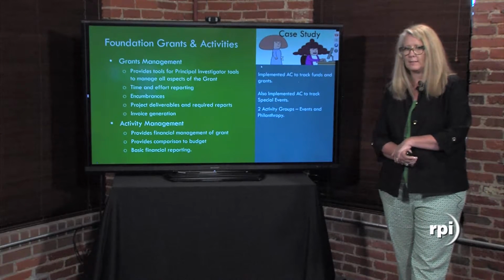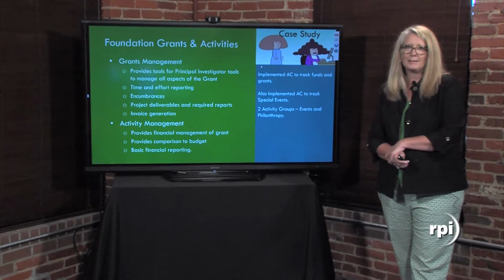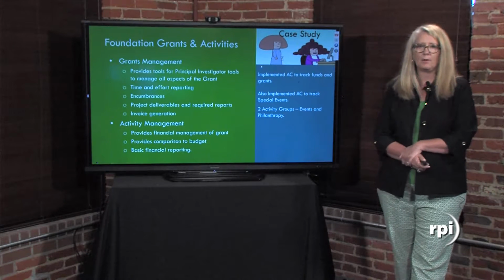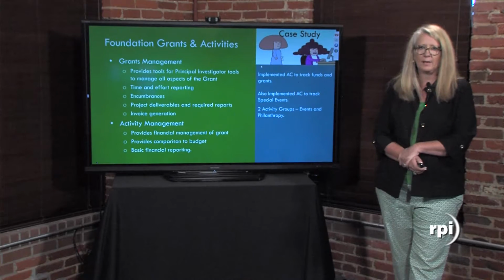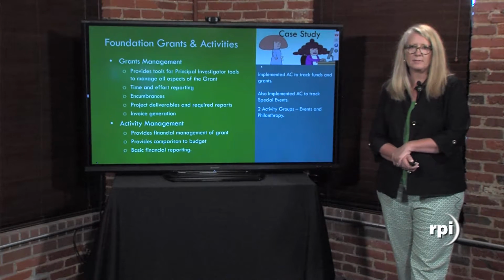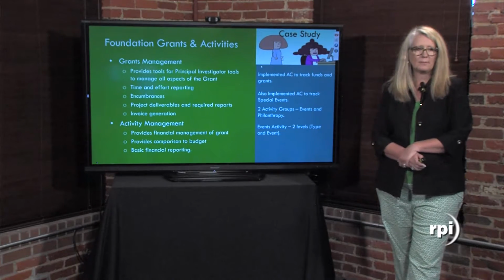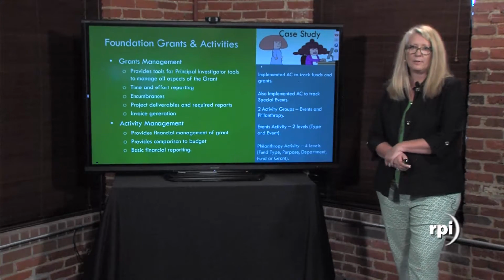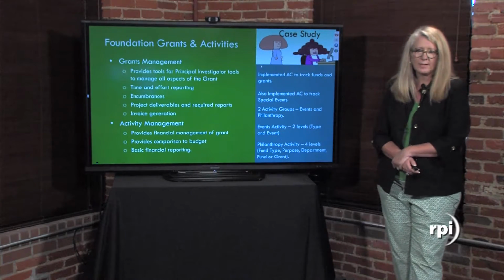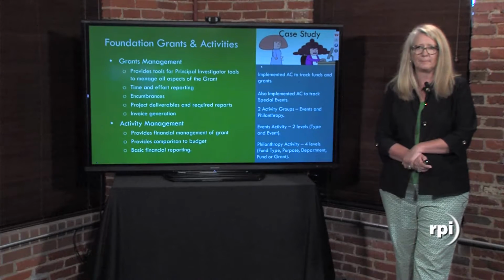The sample case study structure for this one was they used AC to track funds and grants. They also used AC to track special events. So they had two activity groups, events and philanthropy. And their events activity, they had two levels, type and event. Their philanthropy activity had 4 levels. They had fund type, purpose, department, fund, or grant.